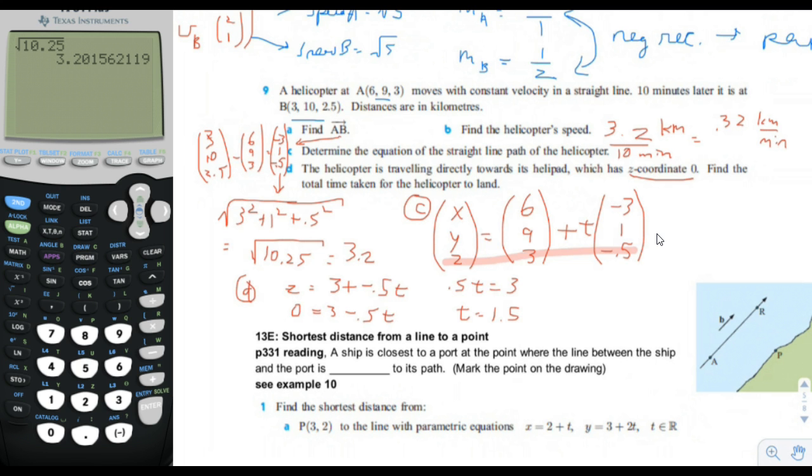The total time it takes is 1.5. Does it say what unit the time is in? It does not, I don't think. So we'll just say t equals 1.5, and that's it. 10 minutes later was the given time, so I guess it's minutes. Okay, so t equals 1.5 minutes.